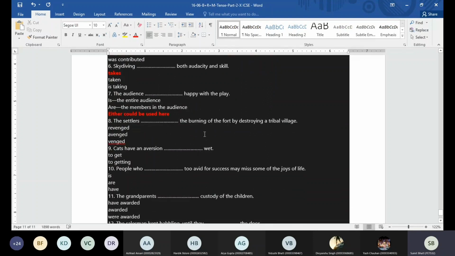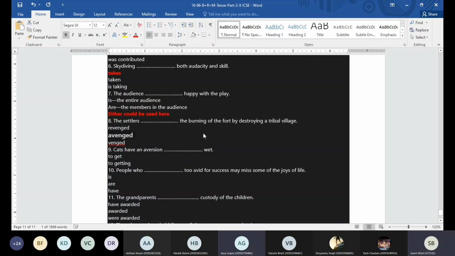The settlers dash the burning of the fort by destroying a tribal village. Revenge, avenged. Okay, revenge is taken actively. Avenged is going to be there.